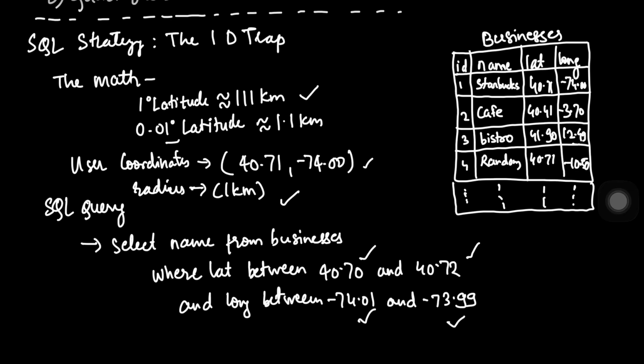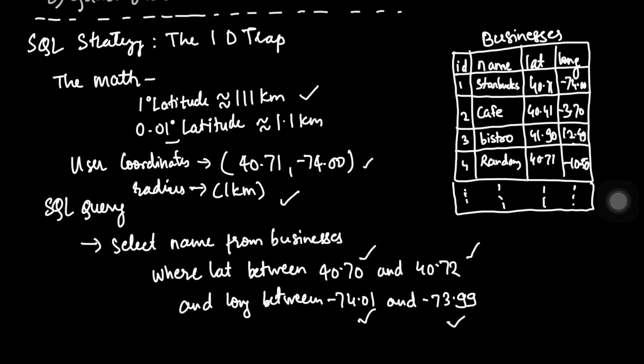So once we have this kind of query, on the surface, this is perfectly logical. We are asking the database to filter two columns at once. But in the world of high level system design, this is where we hit a massive bottleneck. And here is how our database is actually going to look at it.